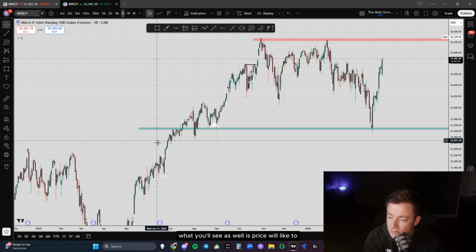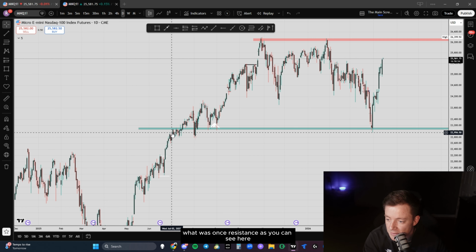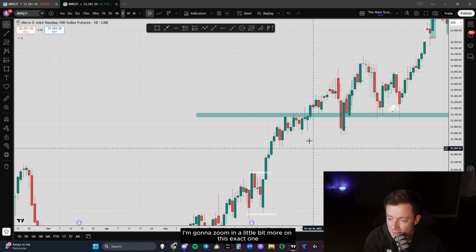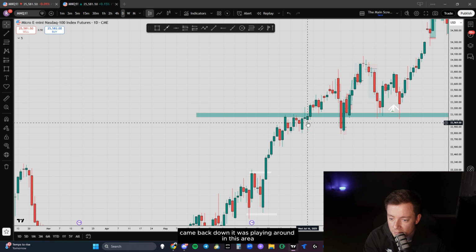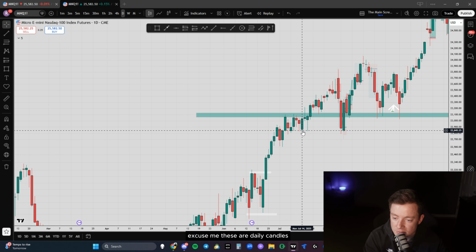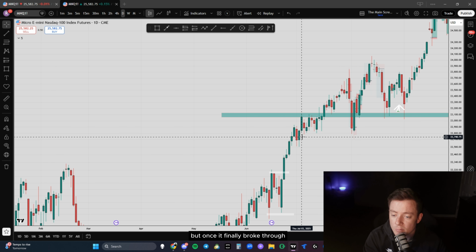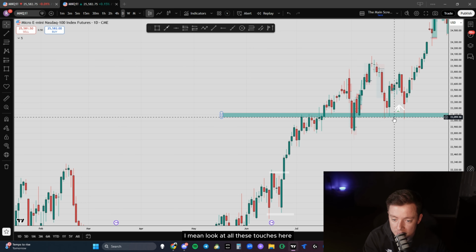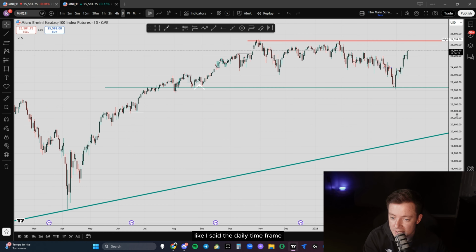And a lot of times, what you'll see as well is price will like to retest what was once resistance. As you can see here, it came up. I'm going to zoom in a little bit more on this exact one. So price right here came up, then came back down, came up, came back down. It was playing around in this area. These are 4 hour candles, by the way. Or excuse me, these are daily candles. So this is taking some time for this to form. But once it finally broke through, then now it becomes support. I mean, look at all these touches here. So this is on, like I said, the daily time frame.